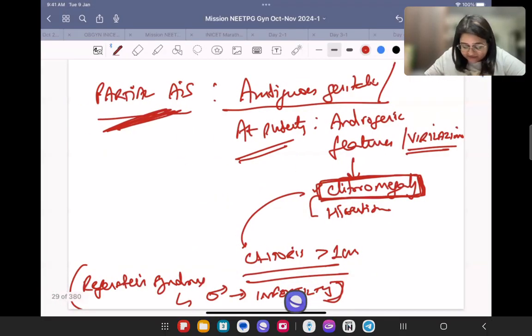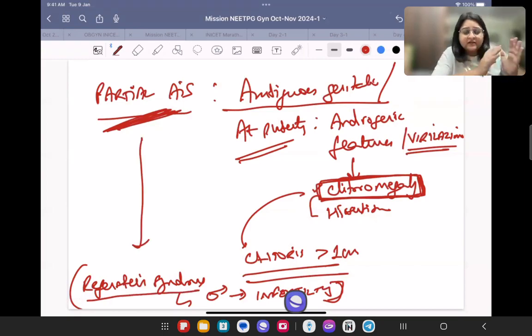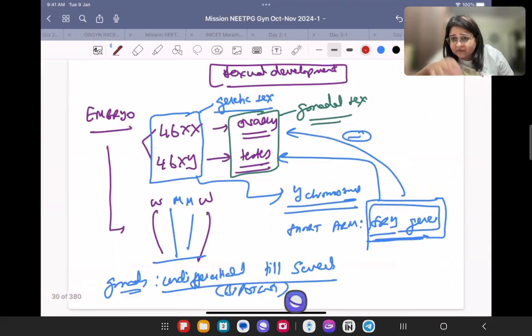This is Reifenstein syndrome. Reifenstein syndrome is another extreme. So on one extreme you have complete AIS, and on the other extreme you have Reifenstein syndrome. These patients, because of androgen insensitivity, will present usually with male infertility, usually with oligospermia.